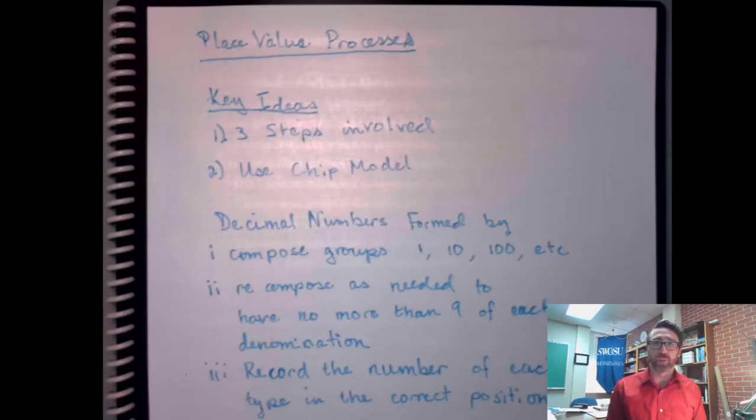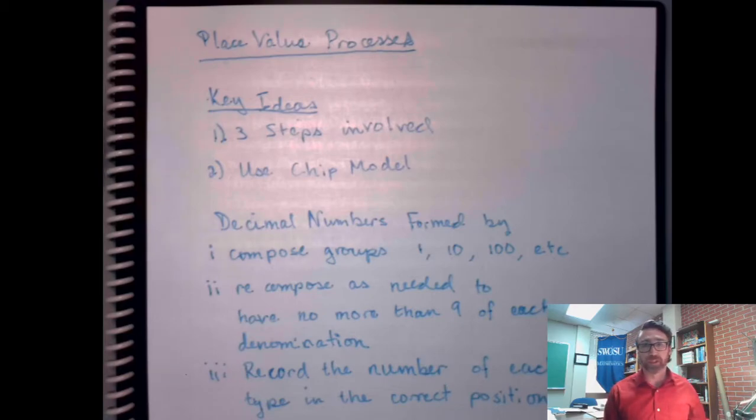Welcome back to Structural Concepts in Arithmetic. In this video we want to talk a little bit about something called place value processes. In a previous video we talked about the advantages of the decimal number system that we use, and the advantages stem from the fact that this is a place value system.